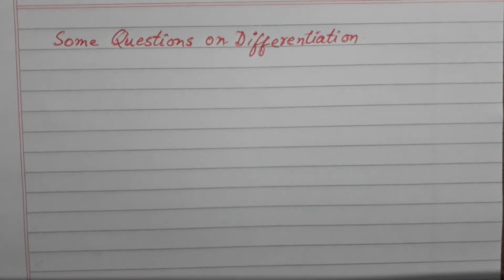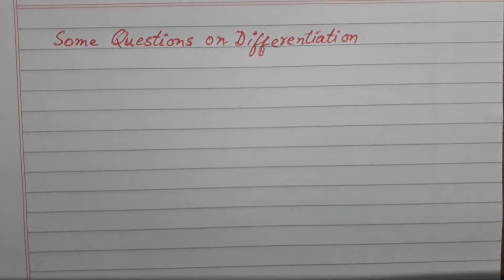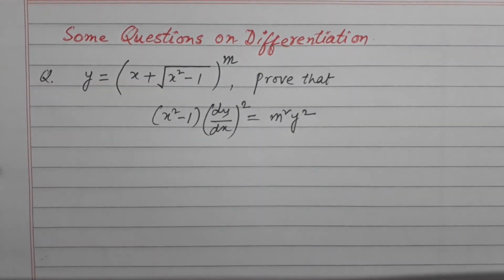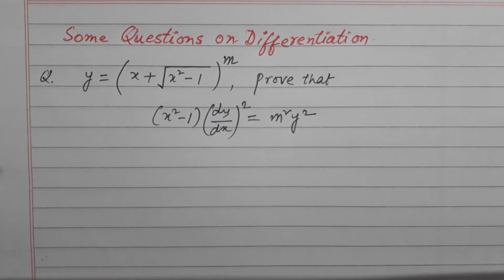Hello everyone. In my last video we talked about differentiation, and now in this video we will talk about some questions on differentiation. The first question is: if y equals (x + √(x² − 1)) to the power m, then prove that (x² − 1)(dy/dx)² equals m² y².